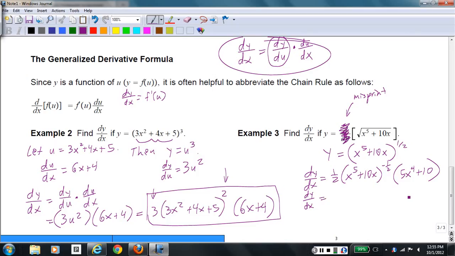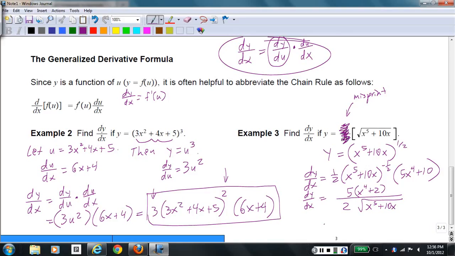dy/dx equals, let's see, 5 times (x to the fourth plus 2) over 2. The 1/2 out in front, we could express that as having a factor of 2 in the denominator. So 2 times, now if I take the negative exponent, negative 1/2, and shove that expression down to the denominator, I'll have the positive 1/2. So it's going to be the square root of x to the fifth plus 10x.